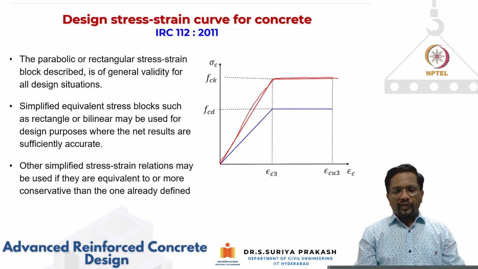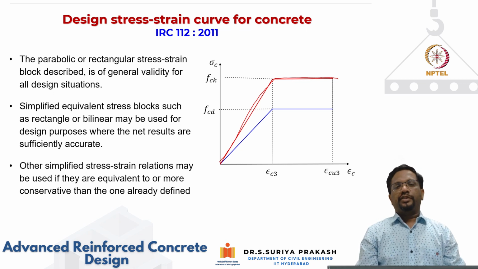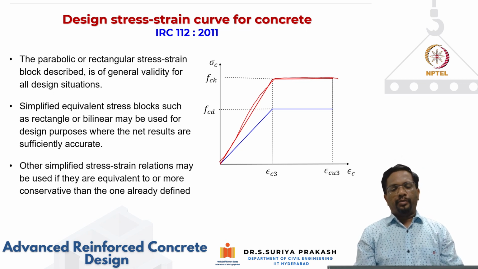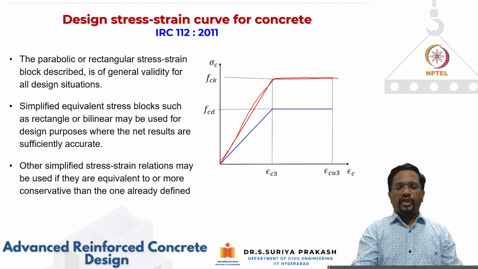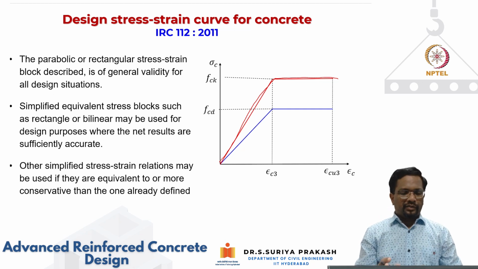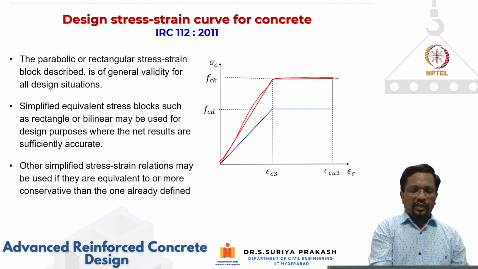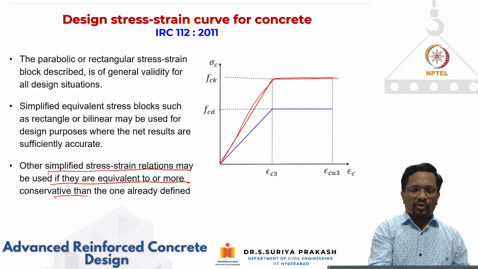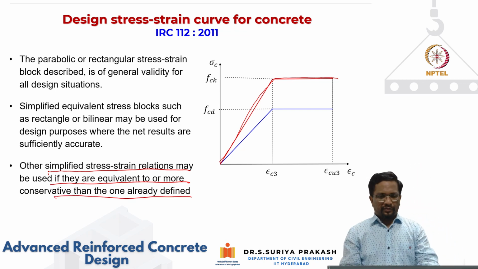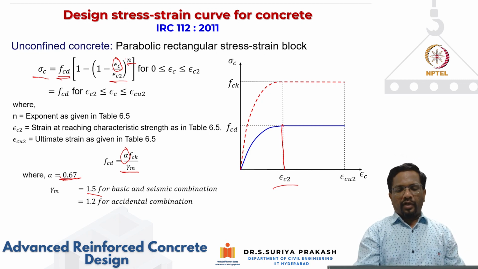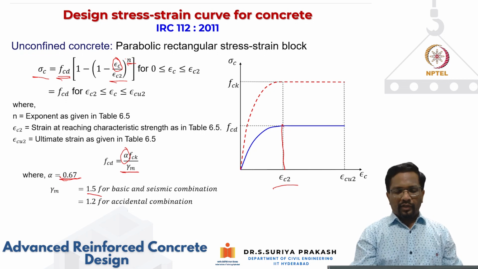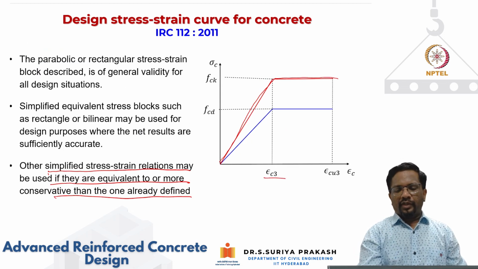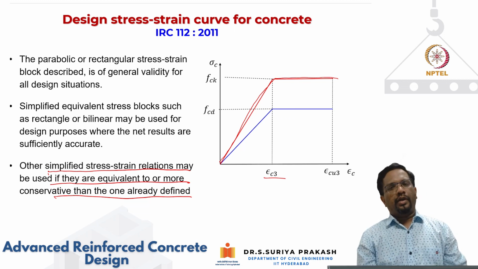Similarly, we can also use equivalent stress blocks such as rectangular or bilinear curves for design purposes if you are able to prove that such stress strain curves are able to predict the capacities in a conservative sense. That's what it says. Other simplified stress strain relationships may be used if they are equivalent to or more conservative than the ones that are specified. Okay, either you can use the code specified one, or you can idealize this nonlinear and straight curve as a bilinear curve. So these values are suggested in the table that we talked about.